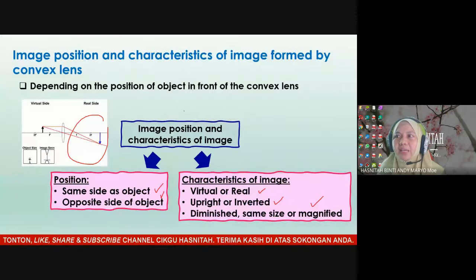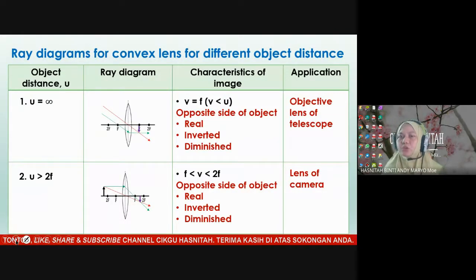So the image and its characteristics vary depending on the object distance, or the position of the object. To go into more detail, you can see this table.